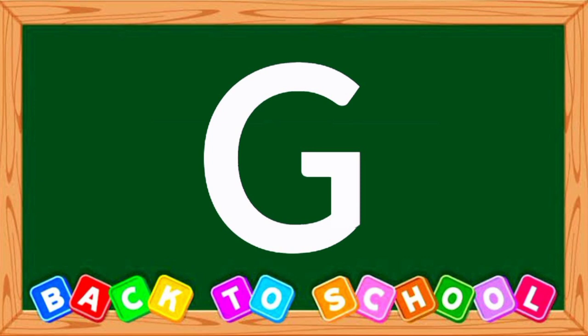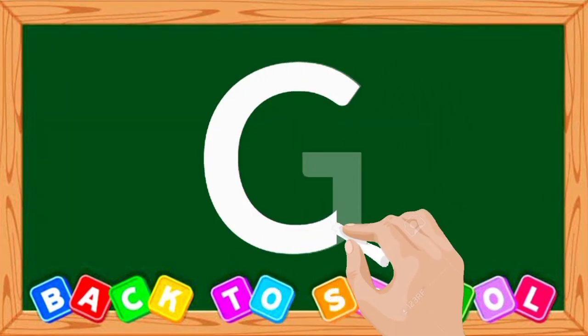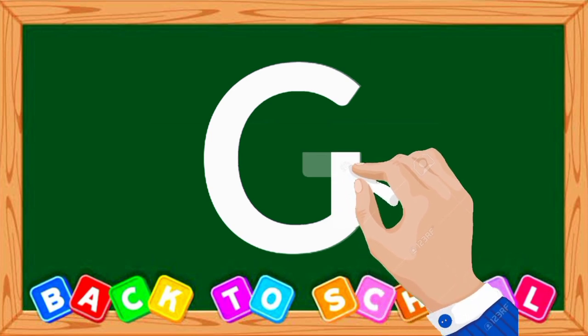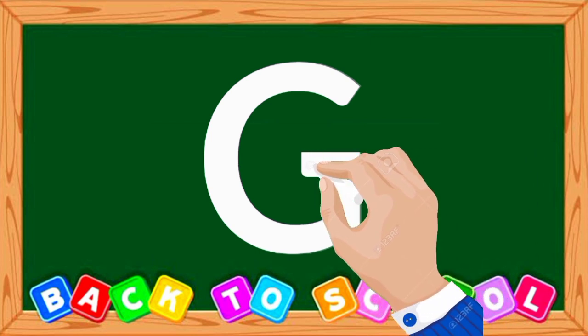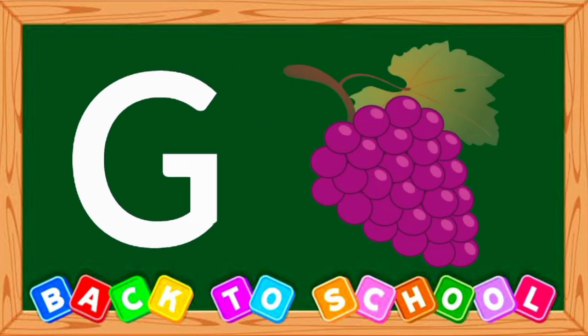Letter G. A curve from top to the bottom and a standing line towards the middle with a short sleeping line makes my letter G. G says G. G as in grapes.